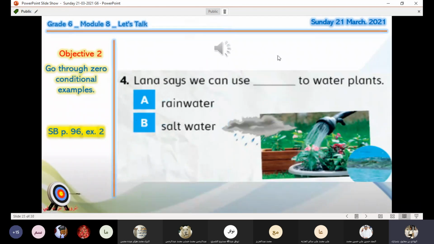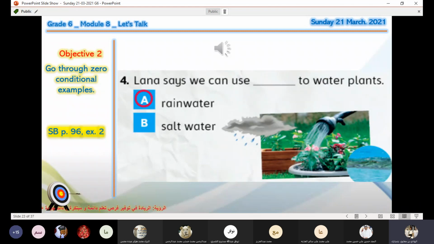Great. Number 4. Lana says we can use rainwater or salt water to water plants. There are simple steps we can take outside too. For example, we can use rainwater to water our plants, but we can't use salt water. It will destroy the plants.